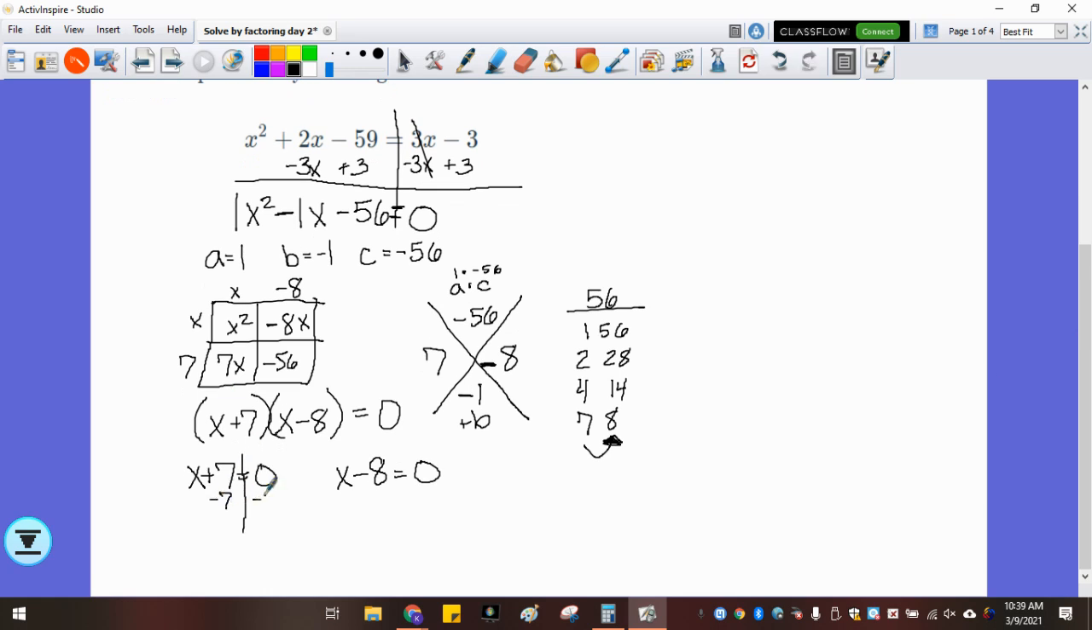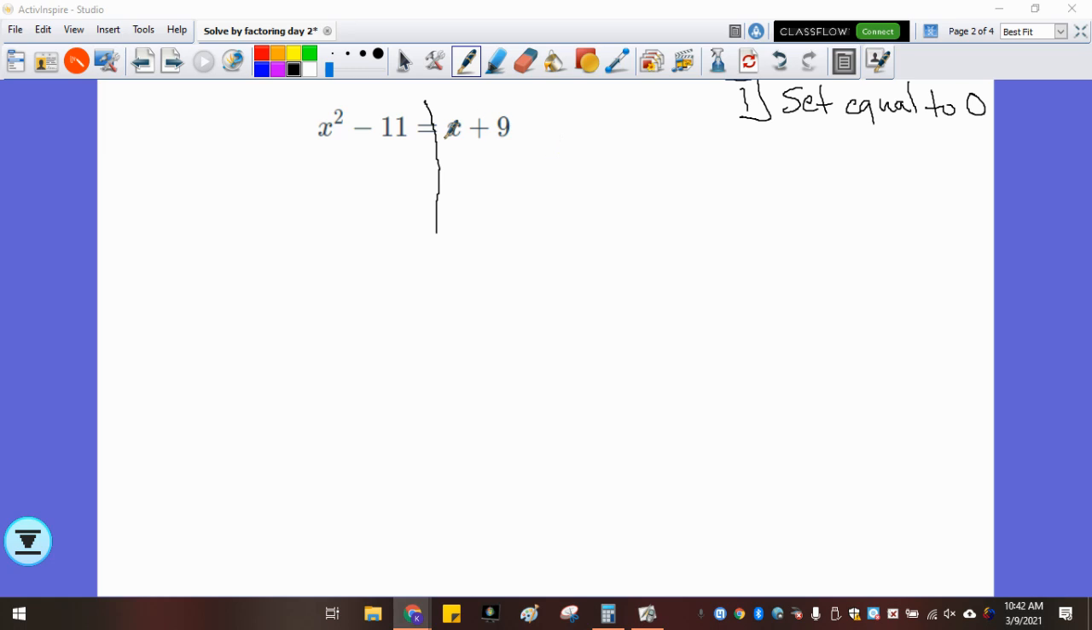Minus over your 7. Add over your 8. So setting this one equal to 0, I'm moving my x over, so minus over my x. But there's no term with an x to like put it under. So I'm just going to put it in the middle. Because your order is usually x squared, then x, then the number.